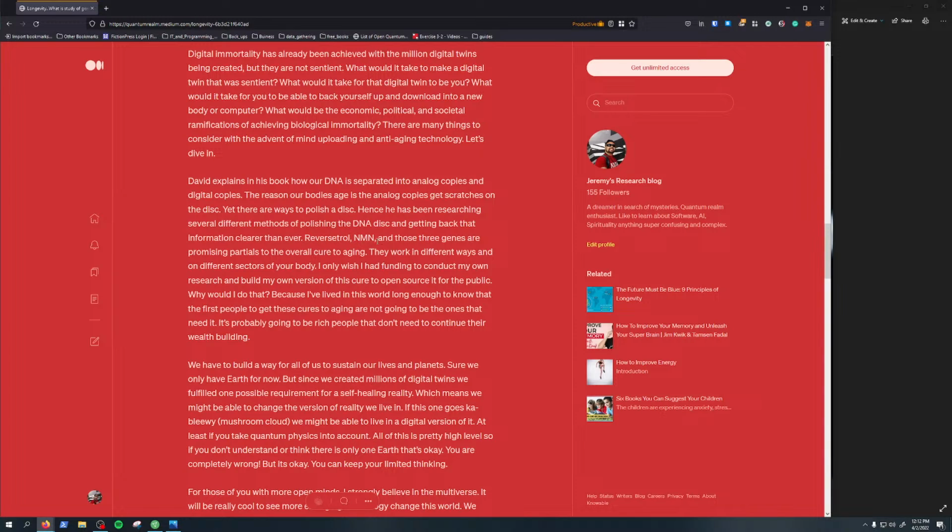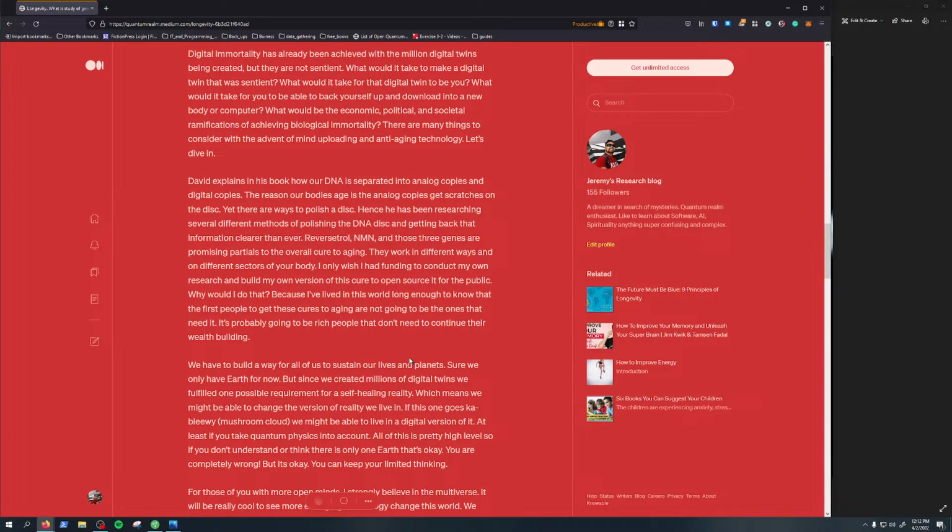So resveratrol, NMN, and those 3 genes that I brought up earlier are promising partials to the overall cure to aging. They work in different ways and on different sectors of the body. I only wish I had the funding to conduct my own research and build my own version of this cure to open source it to the public.